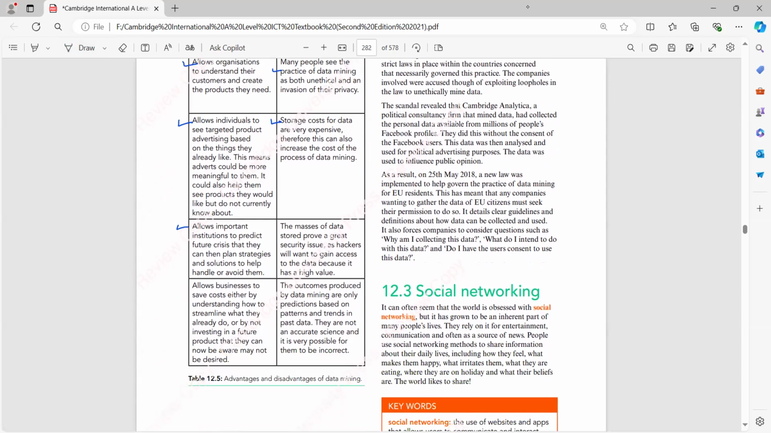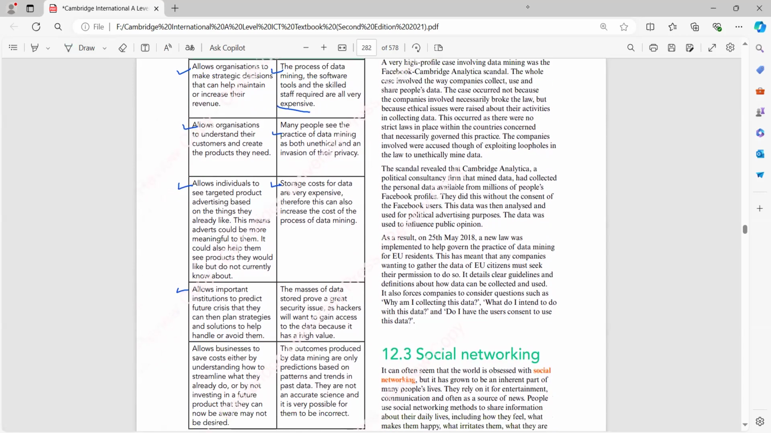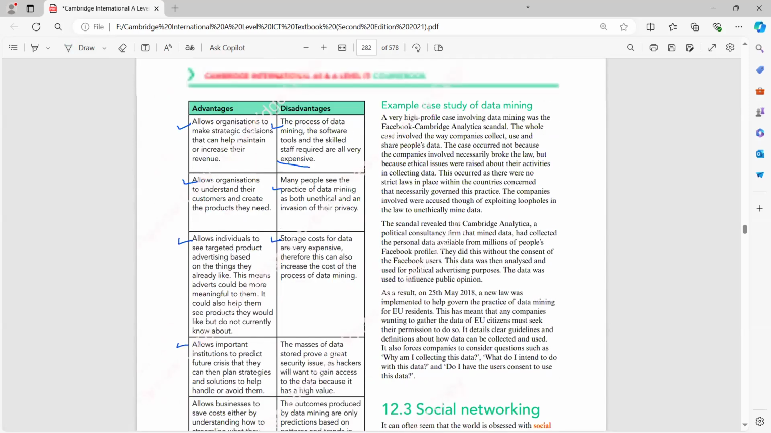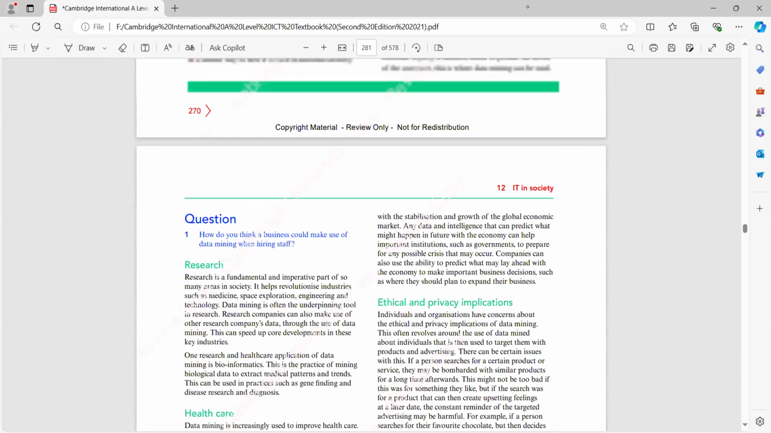The outcomes that are shared by our data mining are only prediction based, and they cannot be accurate, and it wouldn't be possible to have them 100% accurate. So this is it for your data mining part. I hope you do not have any queries.